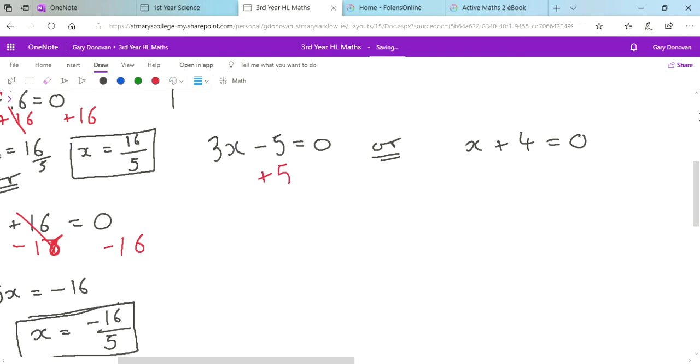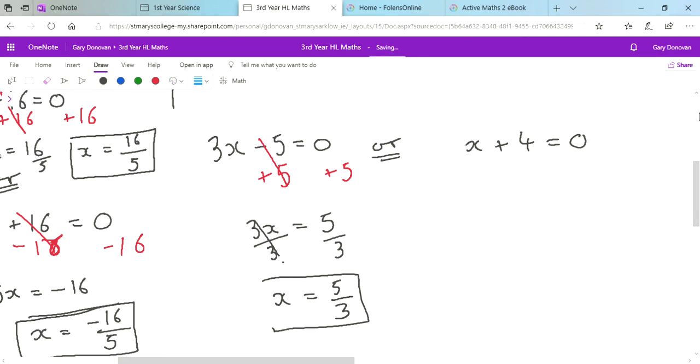So to solve for x on this one, we'll plus 5 to both sides, and we're left with 3x equals 5. Divide both sides by 3, x equals 5 over 3. And you can leave your answer as a fraction unless they ask you otherwise. On this side, if we want to get x, it's a bit easier. Just take away 4 from both sides. X equals minus 4. And there's our two answers.